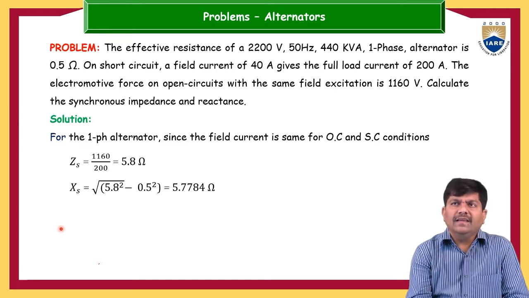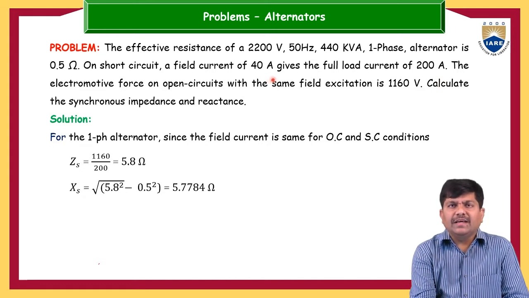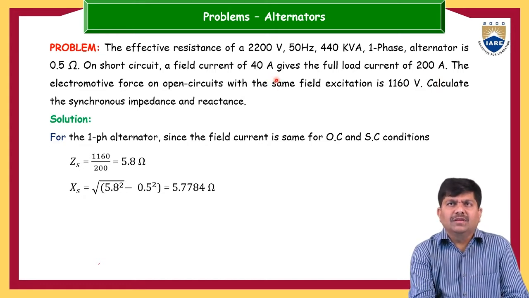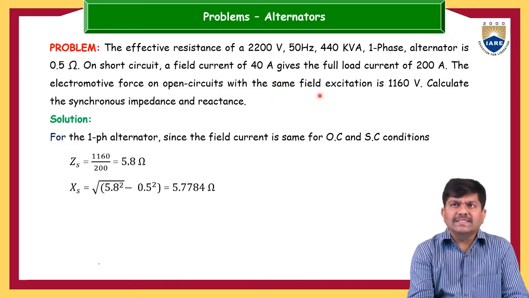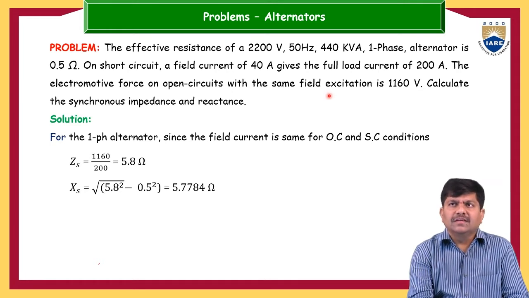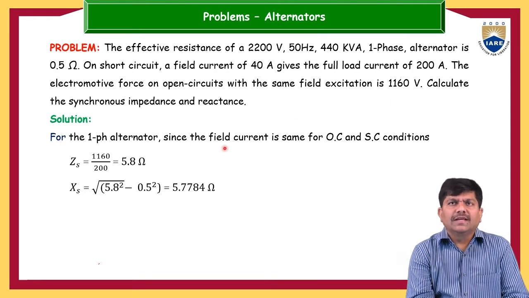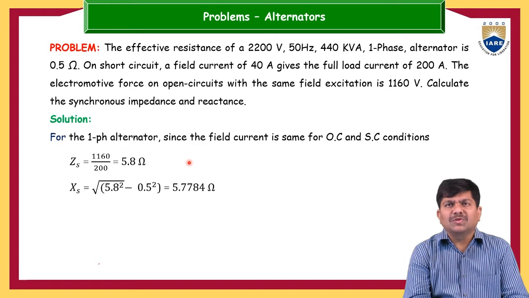So indirectly, the 200 amps is nothing but the short circuited current that they have observed by adjusting the field current of 40 amps. Next, the electromotive force on open circuit with the same field excitation. So for the same 40 amps of current, the open circuit voltage they have observed is 1160 volts. Calculate the synchronous impedance and reactance. It is a very simple one-step solution.